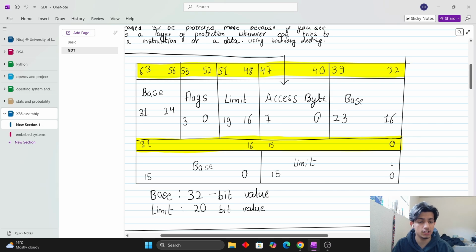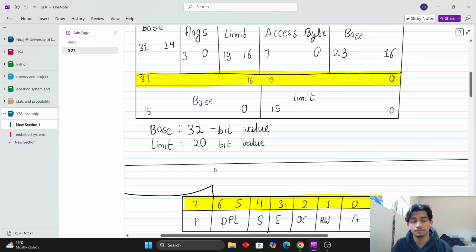For the limit, here we have 16 bits, and here it covers 4 bits, totaling 20 bits. For the base, we have 16 bits over here, and 8 bits over here, and 8 bits over here, totaling a 32-bit value.